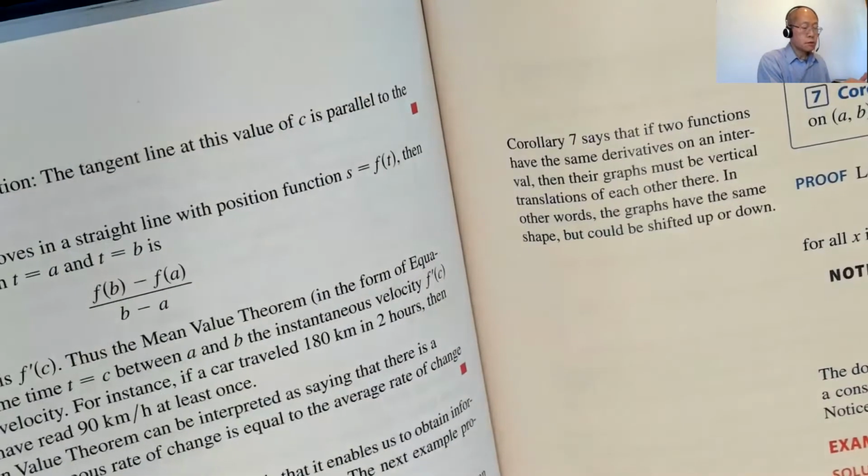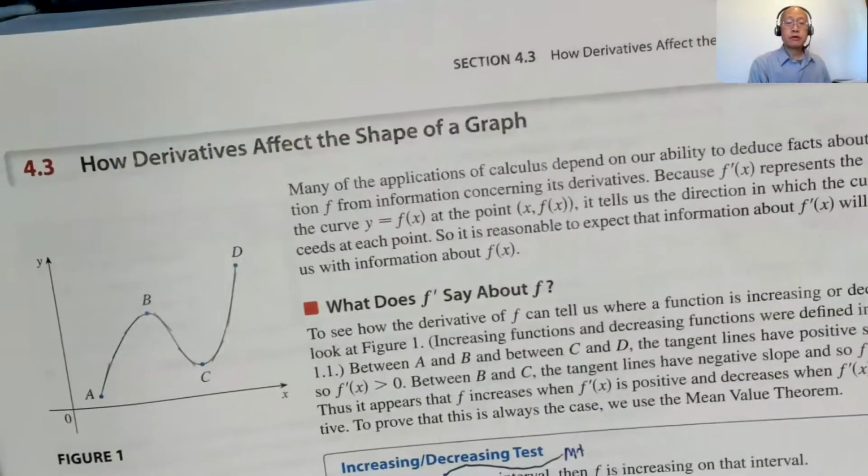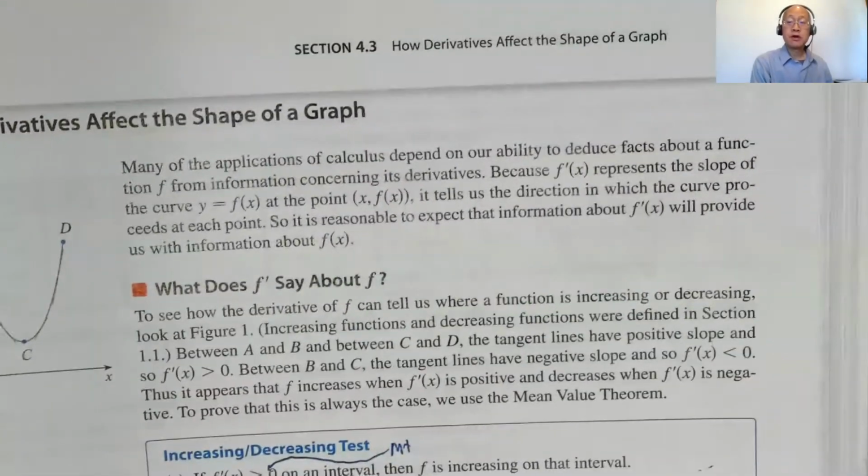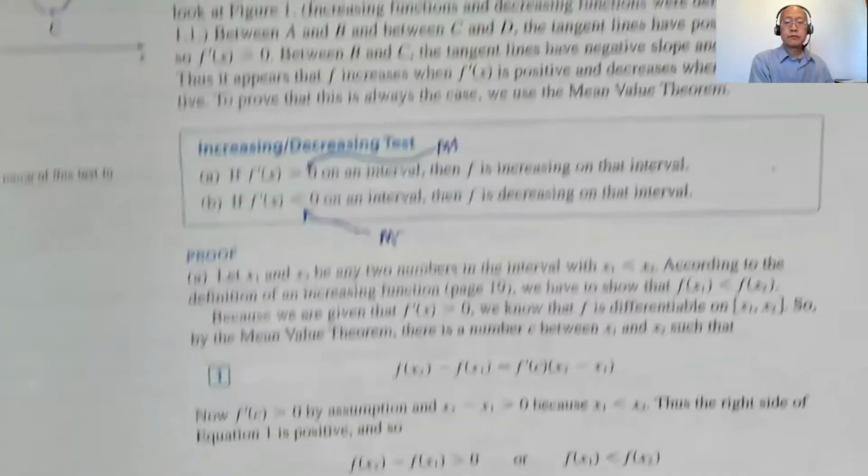This is section 4.3, beginning curve sketching. 4.5 is also a section on curve sketching. A lot of important topics here. Okay, 4.3, how derivatives affect the shape of a graph, page 293.